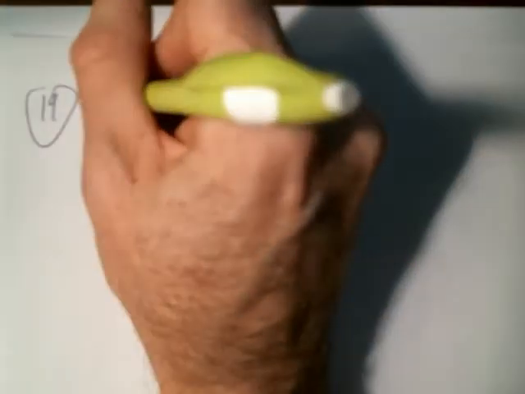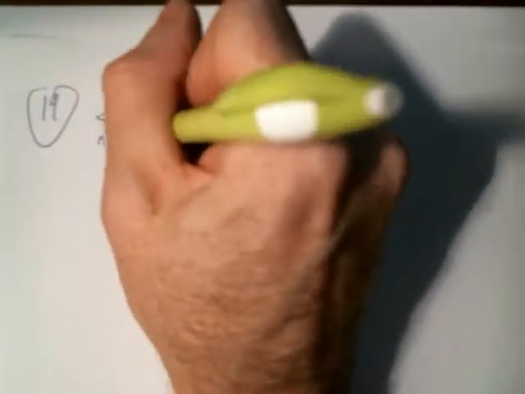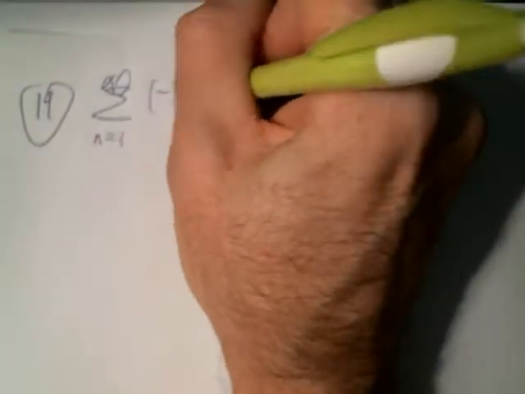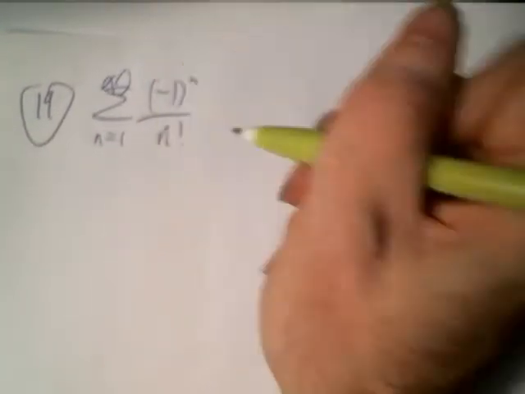Let's look at another one. I like this one because it deals with factorials, and factorials are going to be kind of an issue coming up in life. Number 19. You have the sum from n equals 1 to infinity of (-1)^n over n factorial.